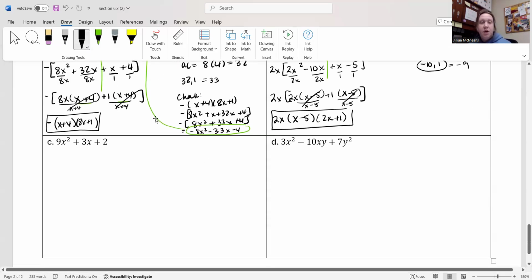Part C, we have no GCF. There's no negative lead term, so we can just go ahead and start the AC method.